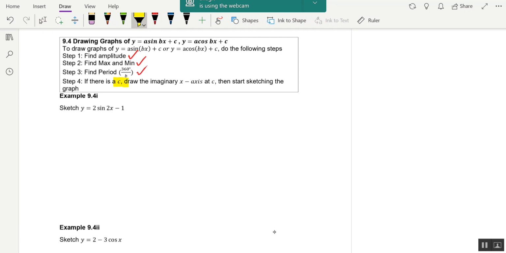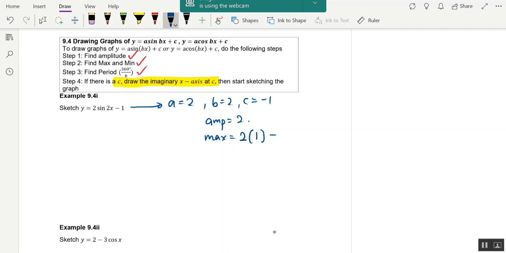Always draw an imaginary x-axis at C. Then we start sketching the graph according to C. What do I mean by that? Looking at this question, right now A equals 2, B equals 2, C equals negative 1. But the changes are: amplitude doesn't change, it's still equal to 2. The maximum would be equal to 2 bracket 1 minus 1.